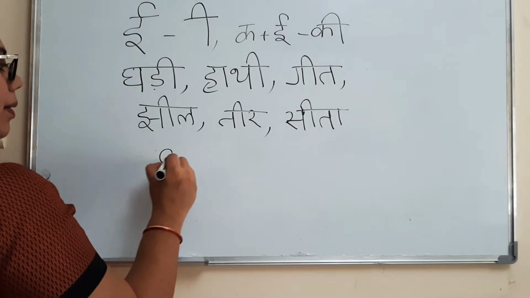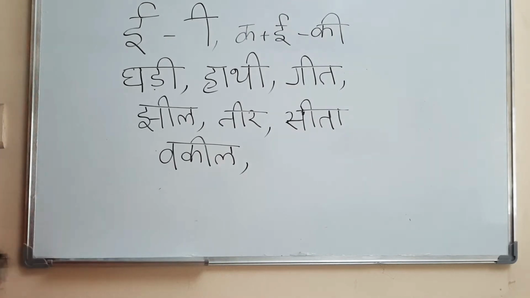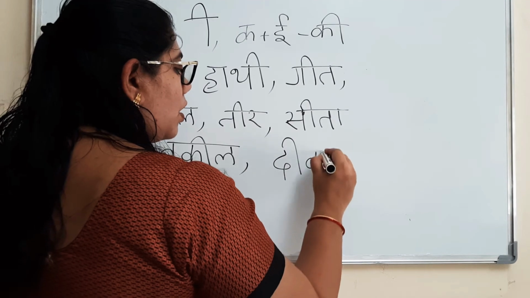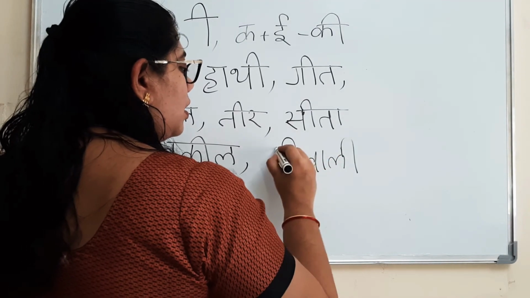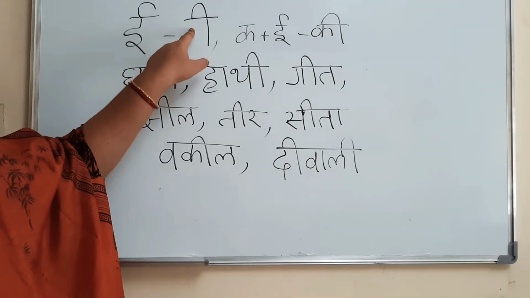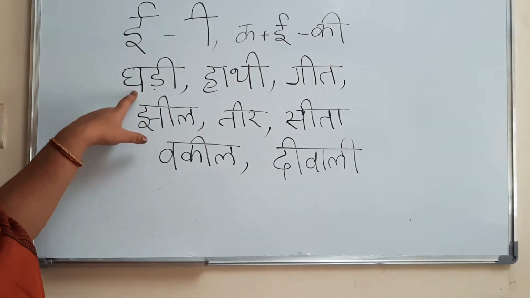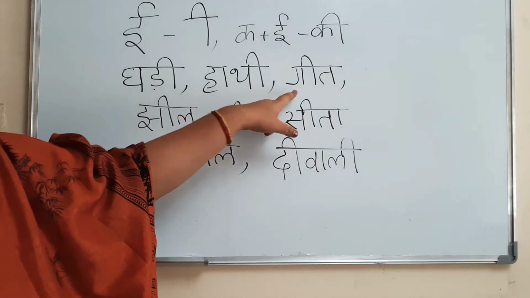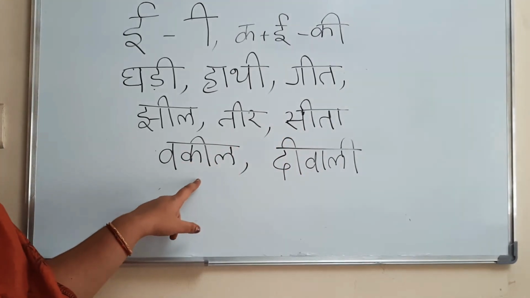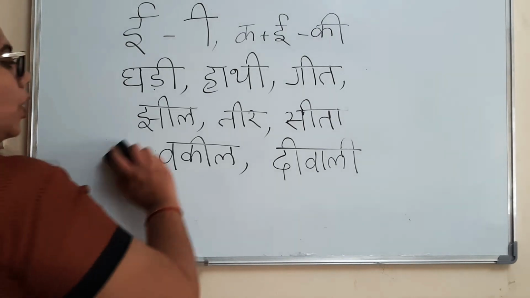Vakeel. D, i, va, li, Diwali. So E की मात्रा will come after the letter. K plus E, की, खड़ी. हाथी, गीत, चील, तीर, सीता, वकील, दिवाली. ओके नेक्स्ट वी कैन सी ऊ की मात्रा.